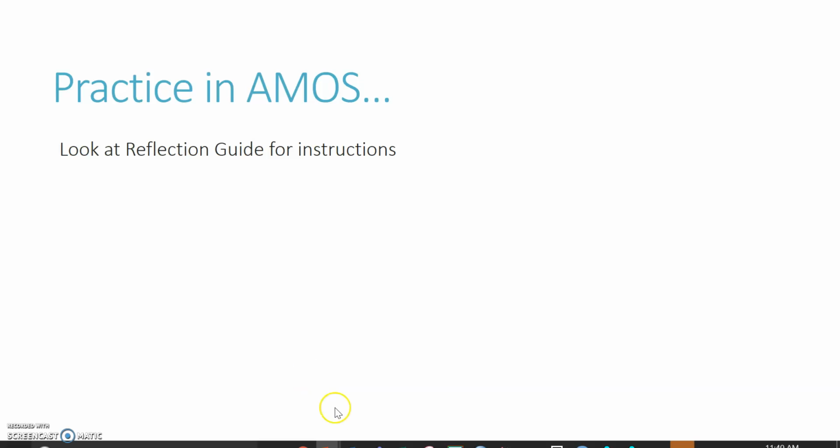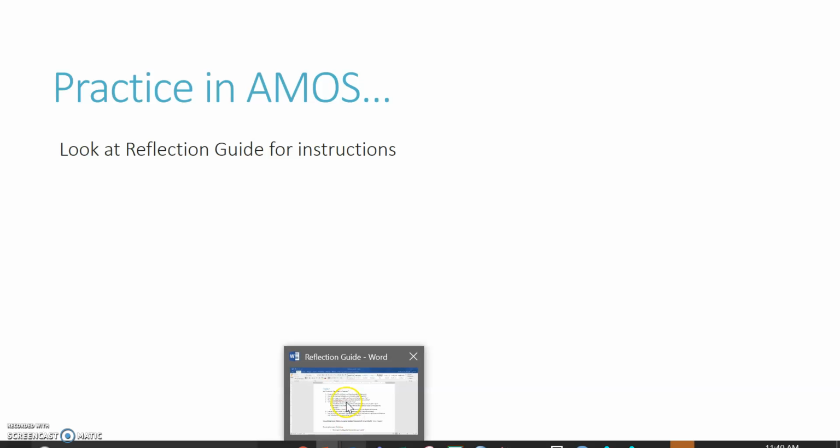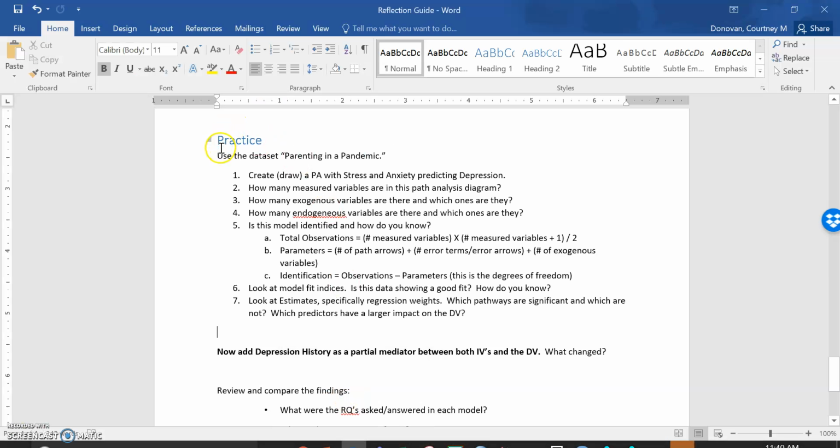So I want you to go into AMOS now, look at the reflection guide, and walk through and do some practice. There's a data set, a very, very simple thing. Dissect it, look at everything, figure out what you want to do, and then add a mediator and see what happens.